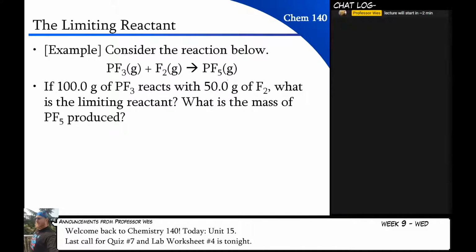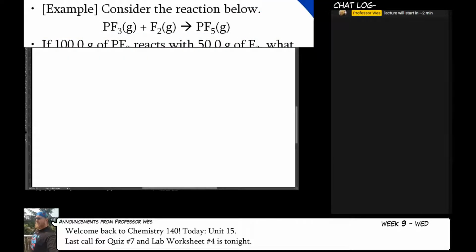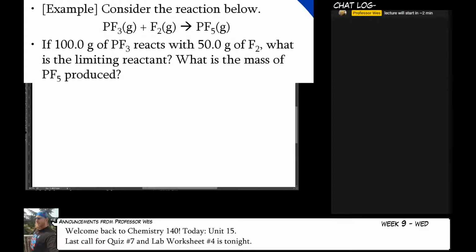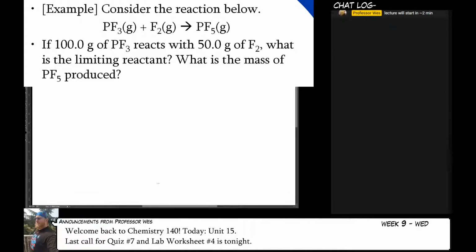All right, let's do another one. I have these two things. This equation is already balanced. All ones. I know that that's strange, but sometimes it does happen. I'm going to do 100 grams of PF3 with 50 grams of F2. And this isn't scrolling. Oops. Can I make this bigger? Yeah, there we go.